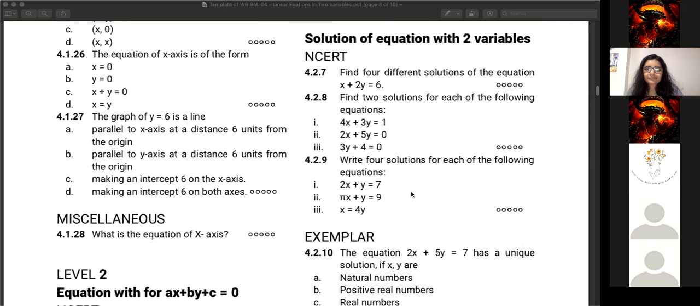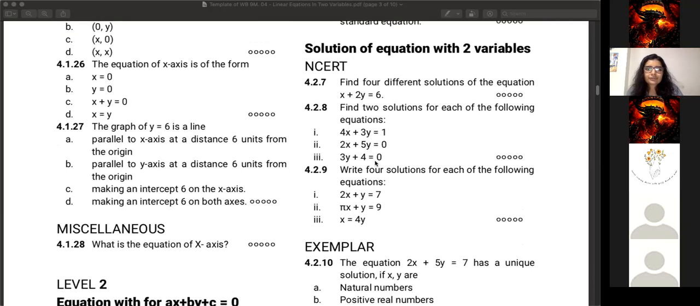अभी आ गया. Okay, question number 8. Question number 8 में just for the first one, just do the first one, give me 2 solutions. Okay. Do you know how to find solutions of a linear equation? Yes. ठीक है.